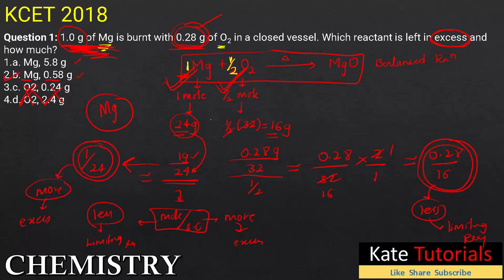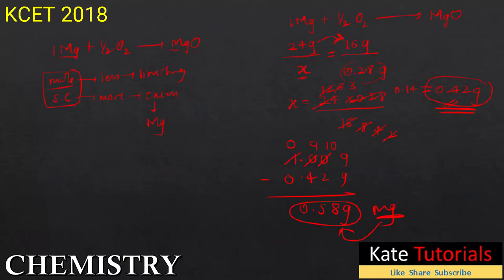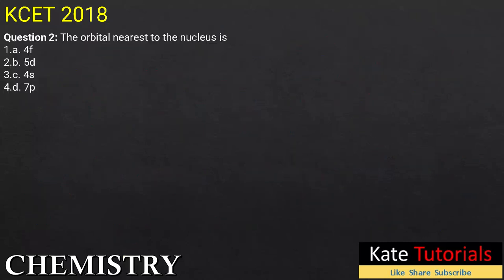So this problem is simple, but you should know chapter 1 of PUC first year, that is, some basic concepts of chemistry, mole concept and all, right? Only then you can solve it. Easy question. So coming to the second question: the orbital nearest to the nucleus is. One of the simplest questions. So see here, an atom will have a nucleus, which contains what?